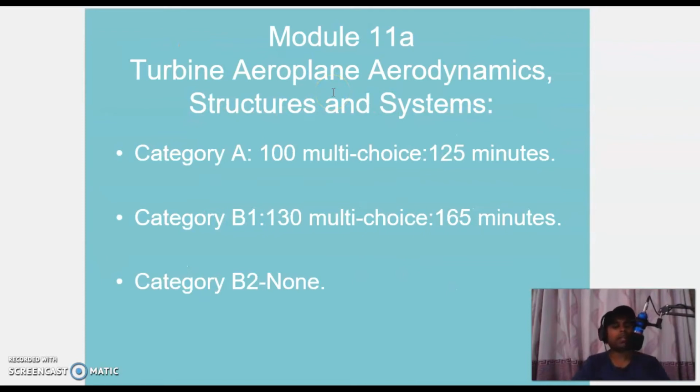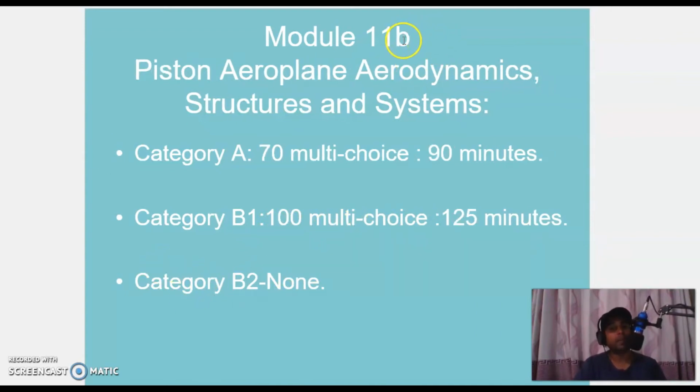Module 11A is a bit complicated: turbine aeroplane aerodynamics, structures and systems. In this module they will cover about 80 chapters. Category A has 100 MCQs, 145 minutes are there, and B1 has 130 MCQs, 165 minutes they will give, and B2 doesn't have to do it. And 11B, it means piston aeroplane aerodynamics, structures and systems. Category A gives 70 MCQs and 90 minutes, and category B1 100 MCQs and 125 minutes, and category B2 doesn't have to do this one.